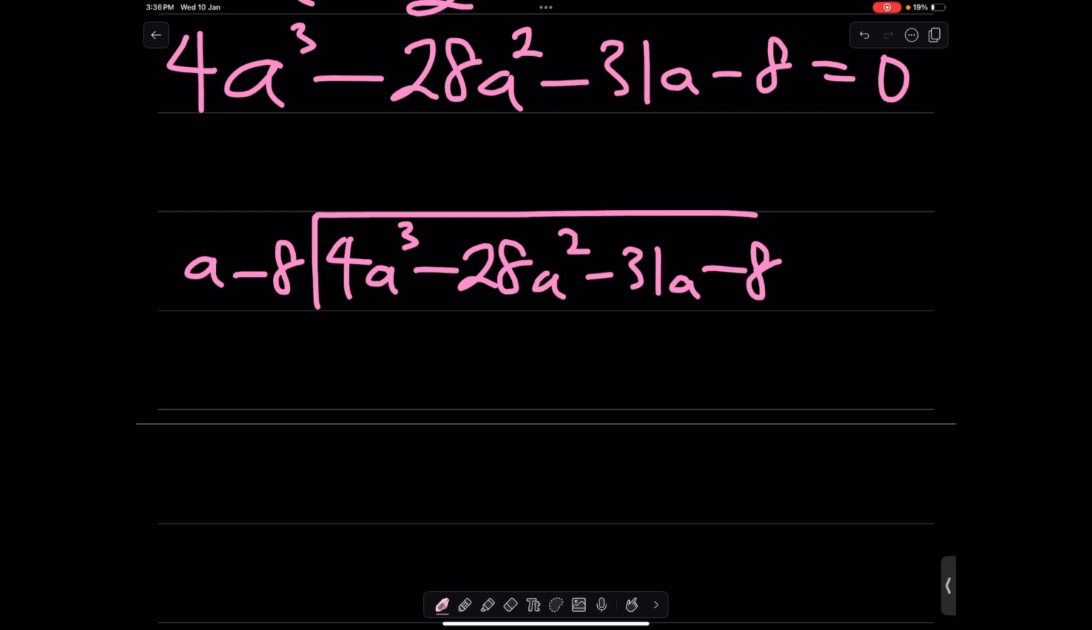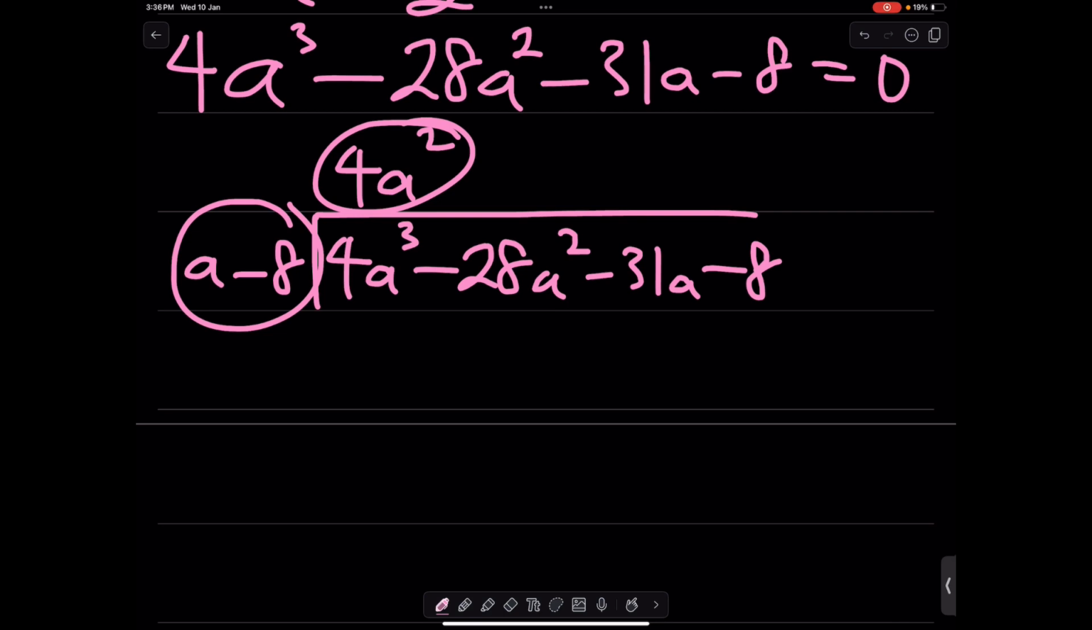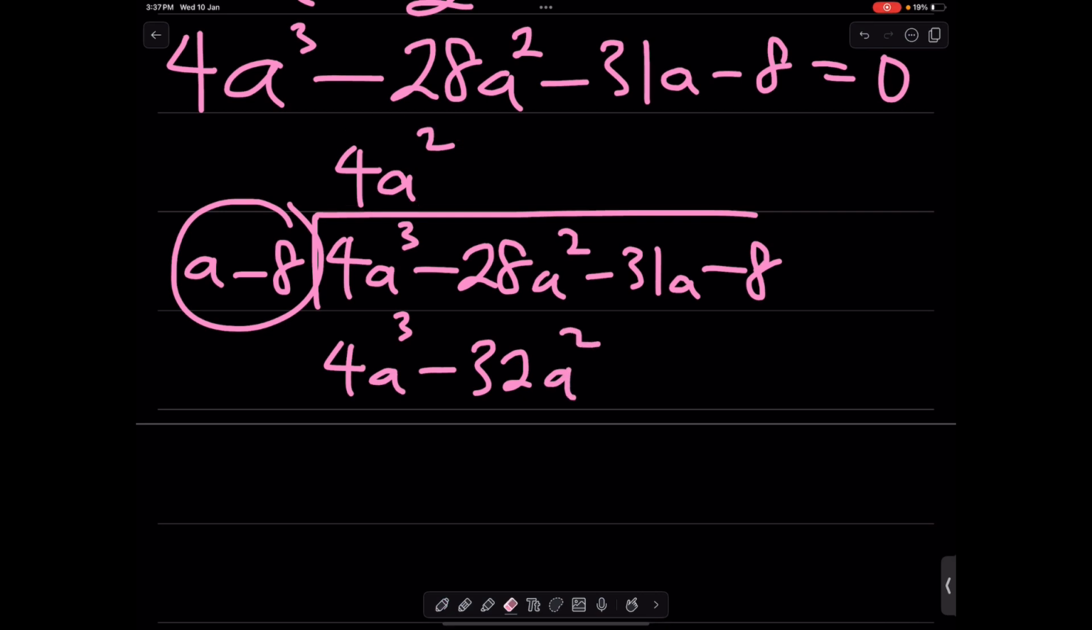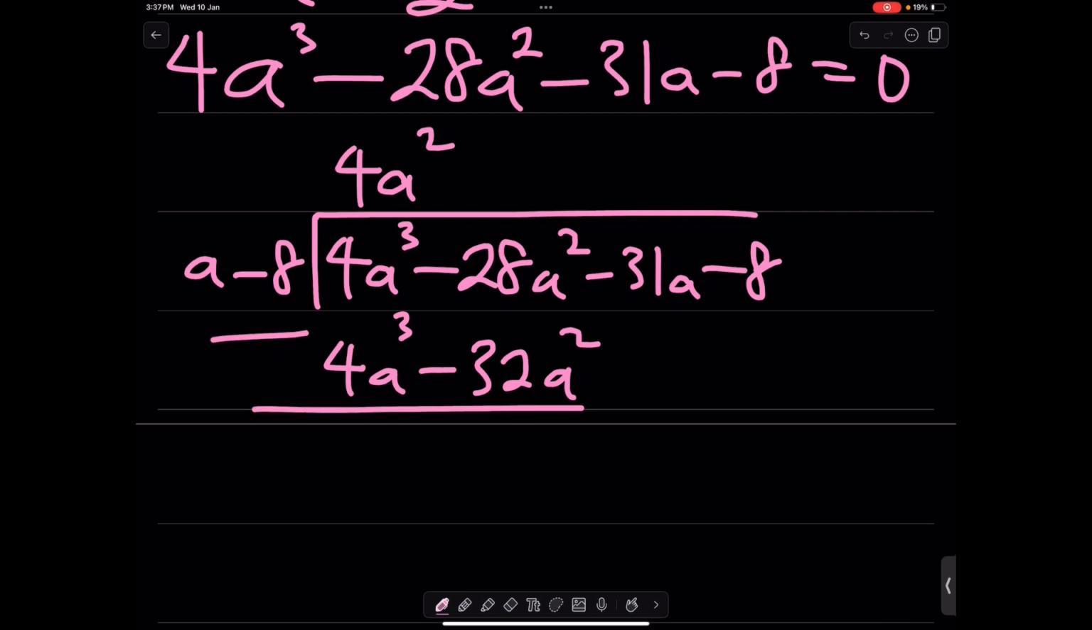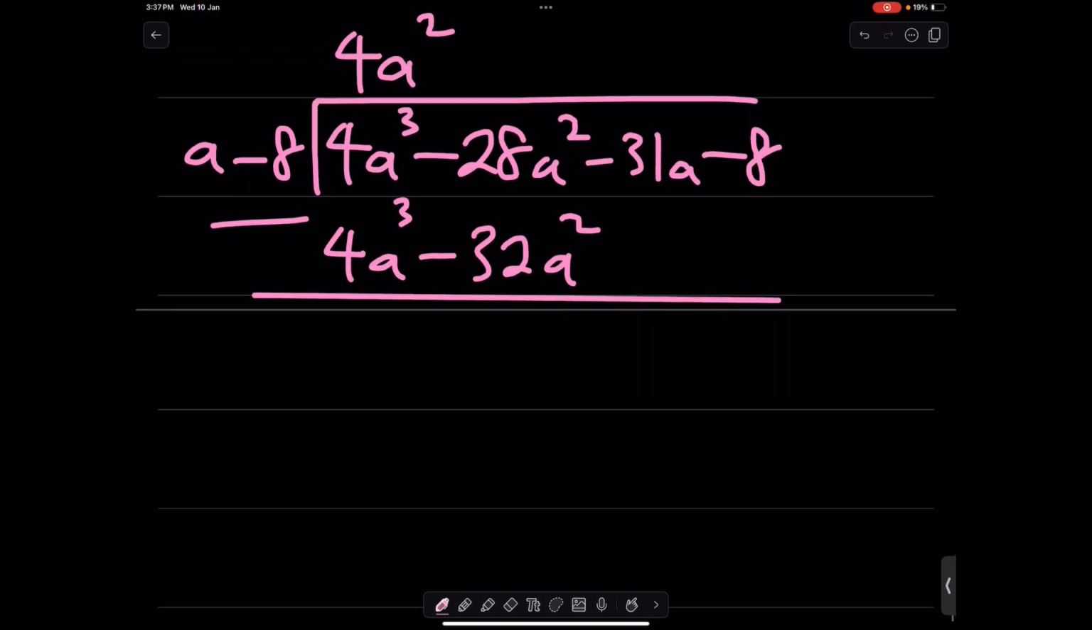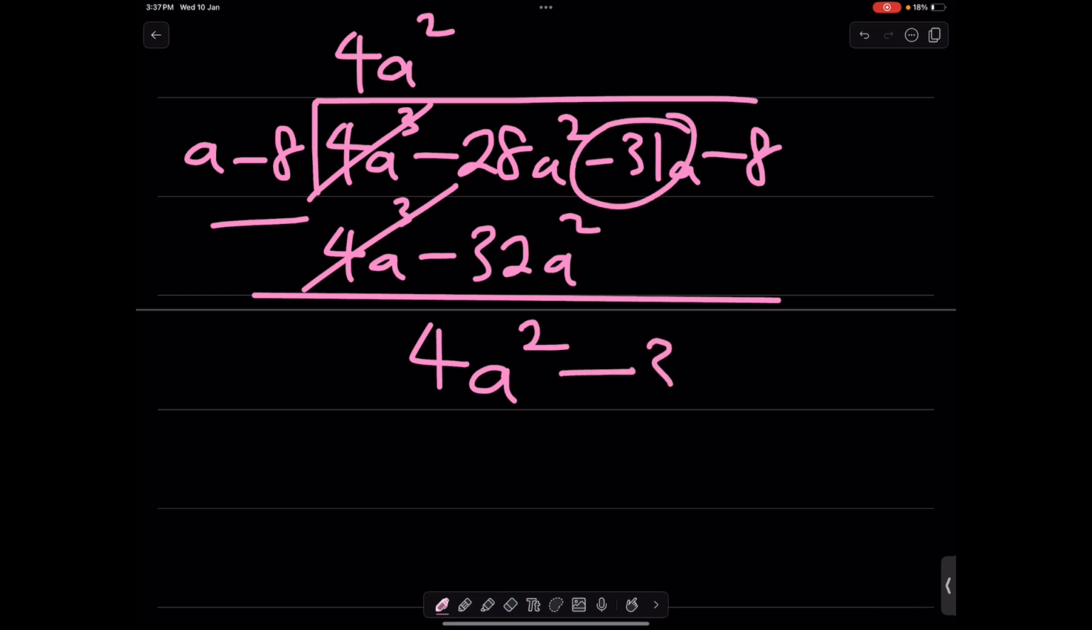4a cubed divided by a is 4a squared. Now we multiply the whole of this by 4a squared, and that gives us 4a cubed minus 32a squared. Now what's next? We subtract. 4a cubed minus 4a cubed is 0. Minus 28a squared minus 32a squared is the same as minus 28a squared plus 32a squared, which is equal to 4a squared. Now bring out the next term, which is minus 31a, and then we go again.